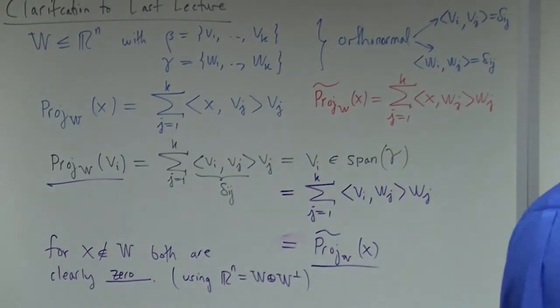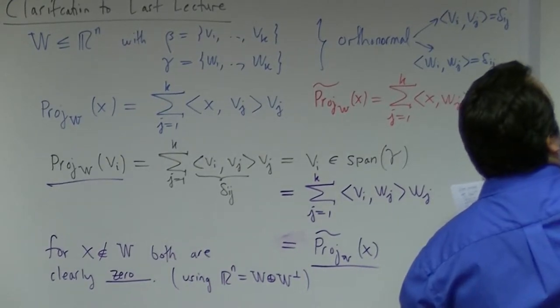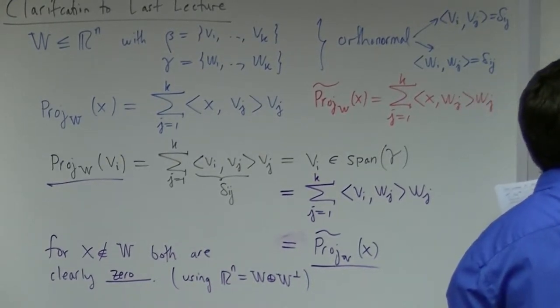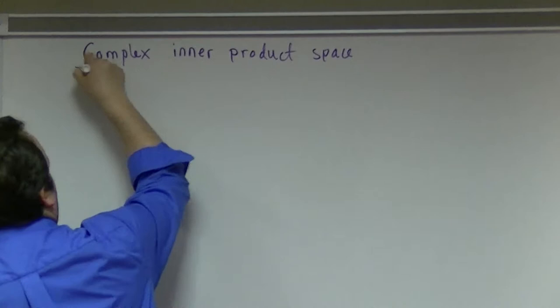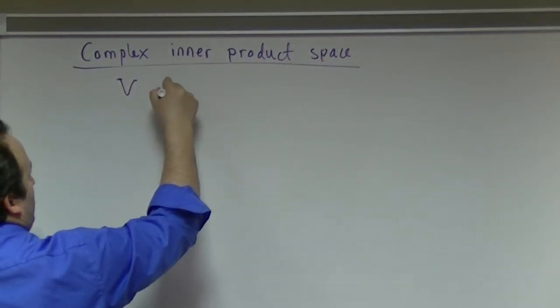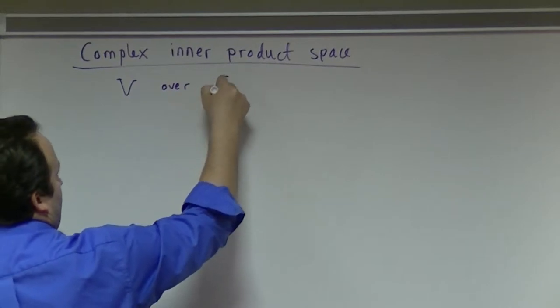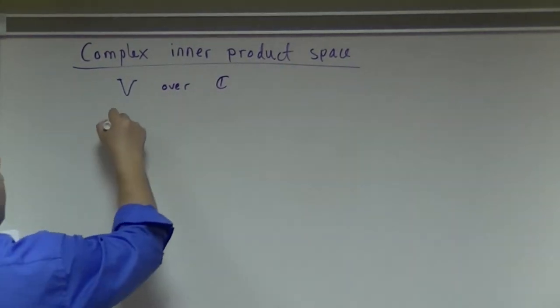All right, so I need to talk to you now about complex inner products. Complex inner product spaces. What's a complex inner product space? Right, so we have, first of all, a vector space over the complexes, and it's paired with what's called the Hermitian inner product.